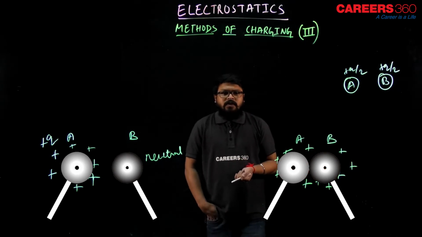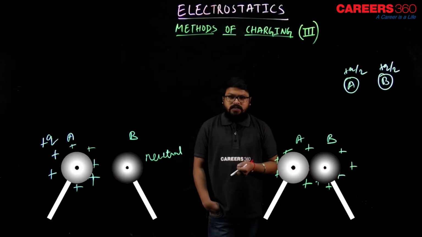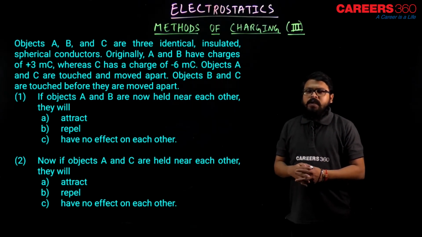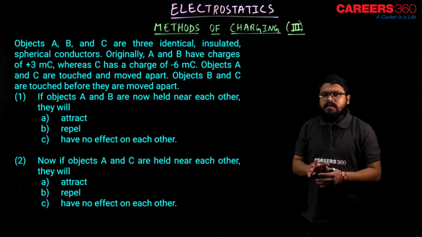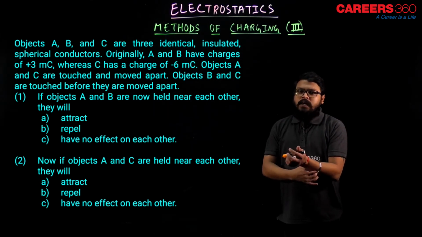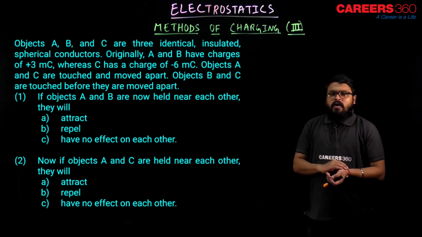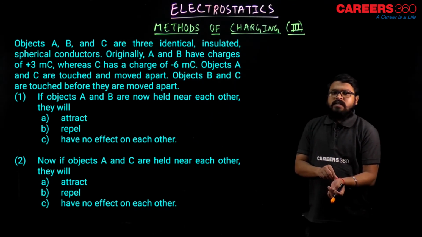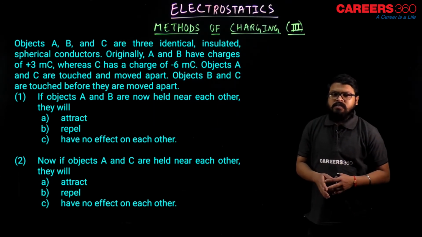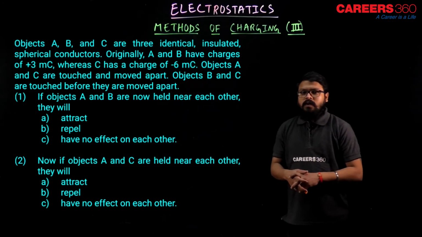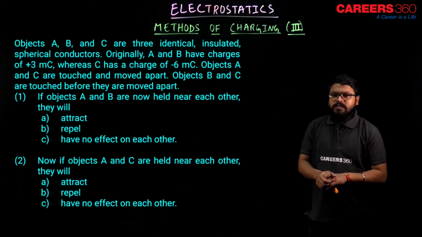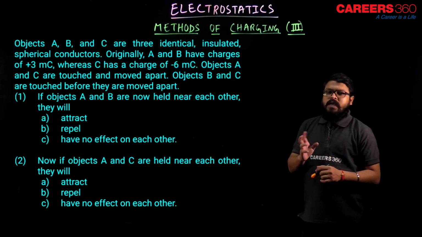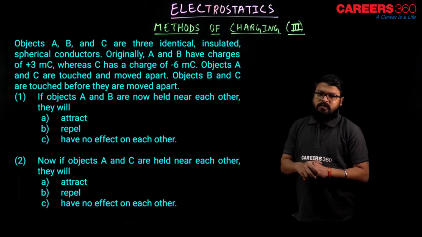This was the method of charging, that is charging by conduction. As you can see the question over here, objects A, B and C are three identical insulated spherical conductors. Originally A and B have charges plus 3 millicoulomb, whereas C has a charge of minus 6 millicoulomb. Objects A and C are touched and move apart. Objects B and C are touched before they are moved apart.